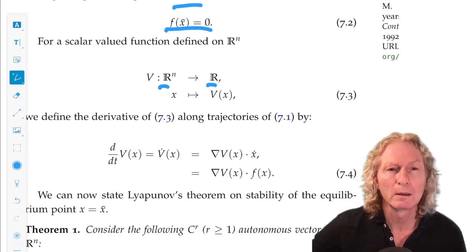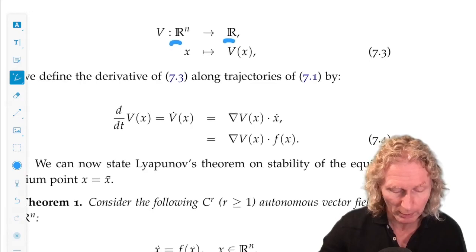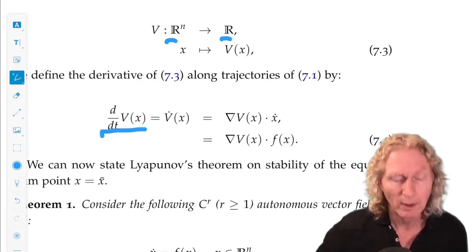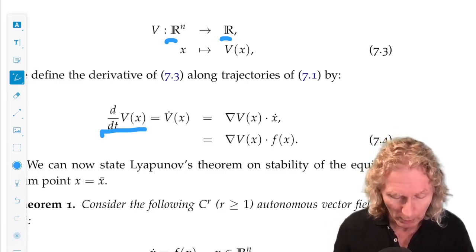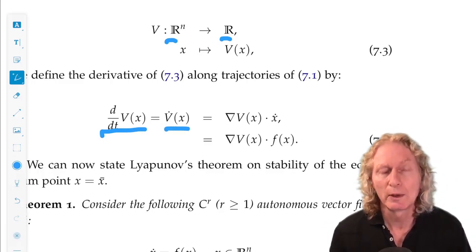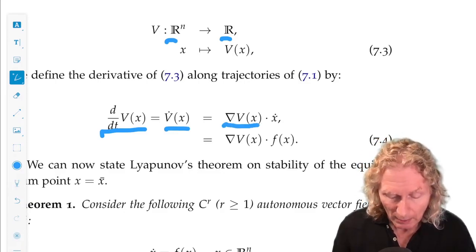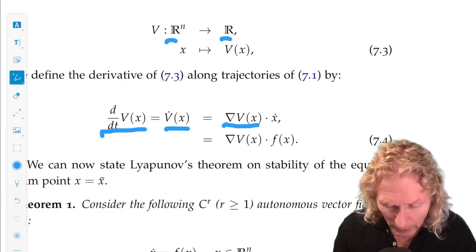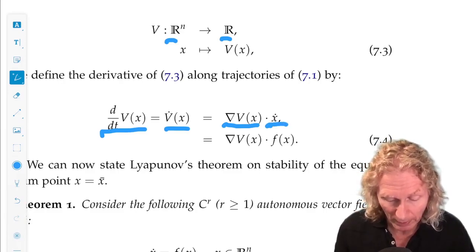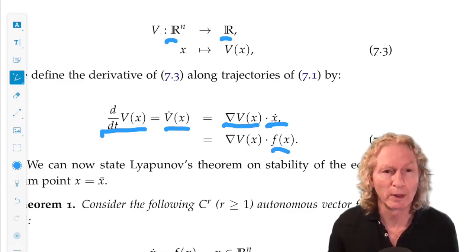The time derivative of that function along trajectories is a quantity that we're going to need. So d by dt of V of x. What that means is we evaluate V of x along a trajectory. That's how it becomes a function of time. Take its time derivative. We call that V dot of x. And using the chain rule, that's the gradient of V, an n-dimensional vector, scalar product or dot product, the same thing, with the vector field. But the vector field is f of x. So this is just the dot product of the gradient of V of x with f of x.